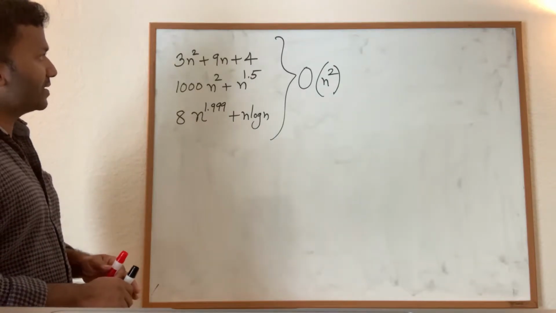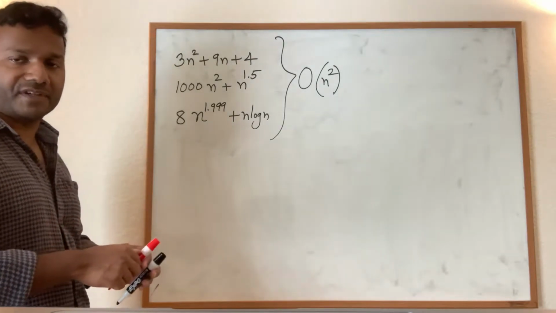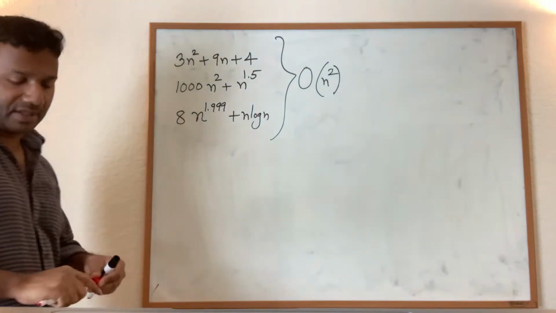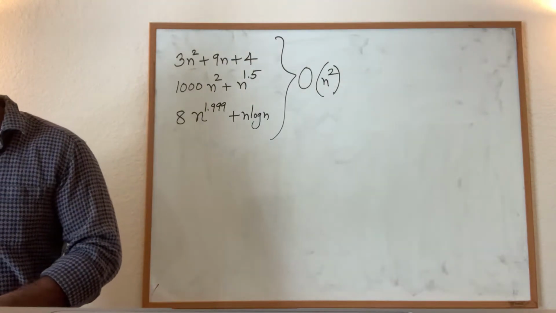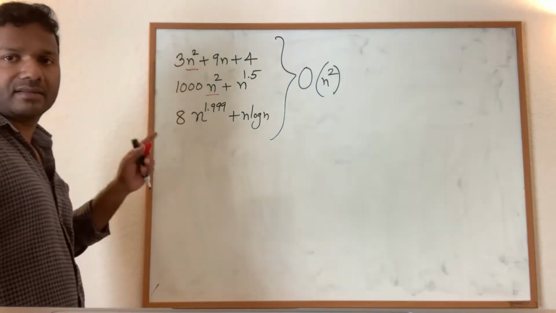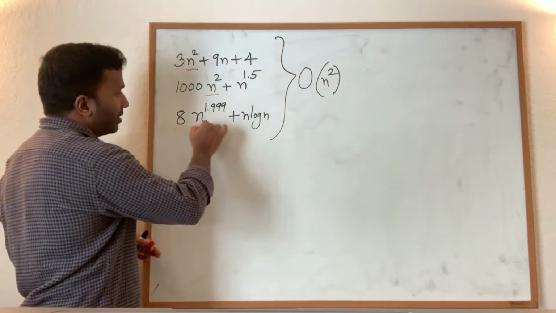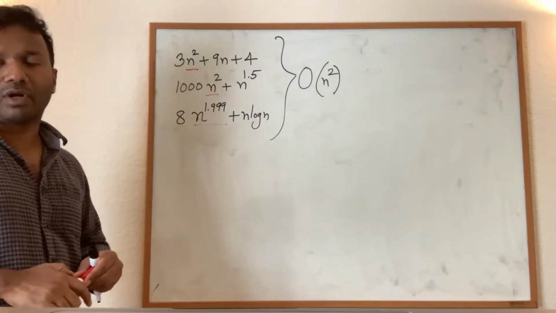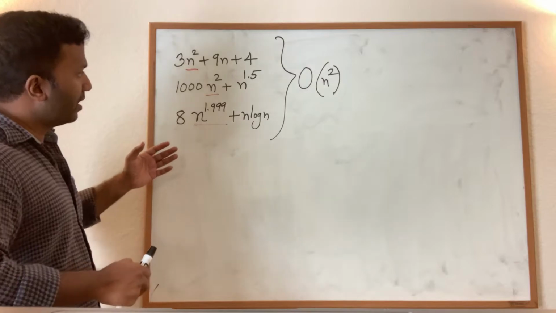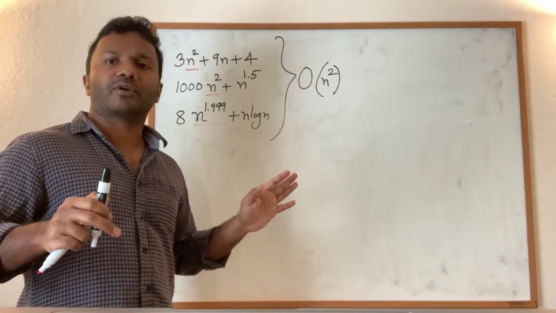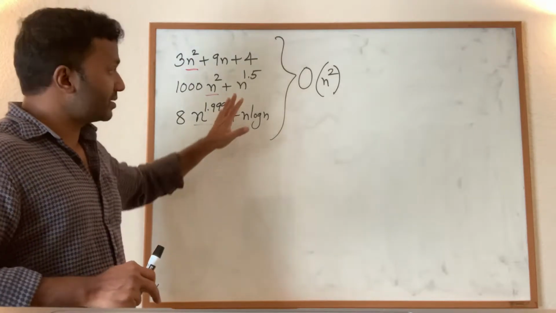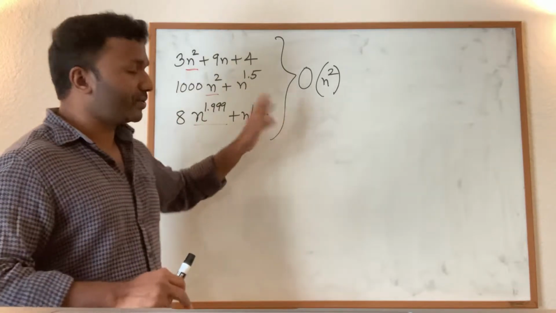Let's see if this is in line with our informal definition from before. Obviously, the first one is fine. The dominating term is n square, so I can write it as big O of n square. For the second one, again, you agree with me that that is n square. For the last one, the dominating term is n raised to 1.999. So obviously I can write it as big O of n to the 1.999. And what I have written here is big O of n square. So what is really happening here? This is correct, and there is nothing wrong in writing this one also as big O of n square.